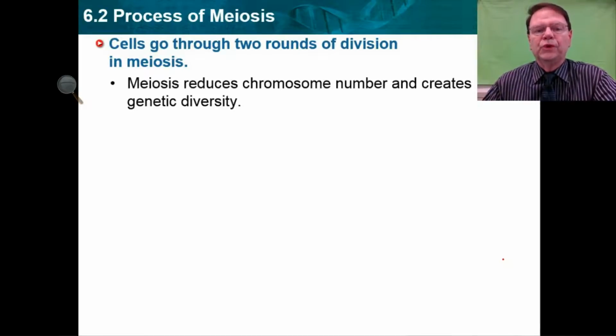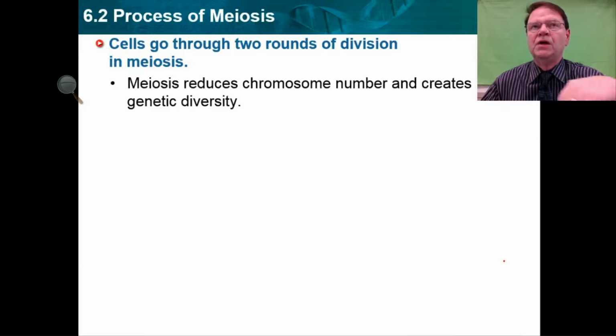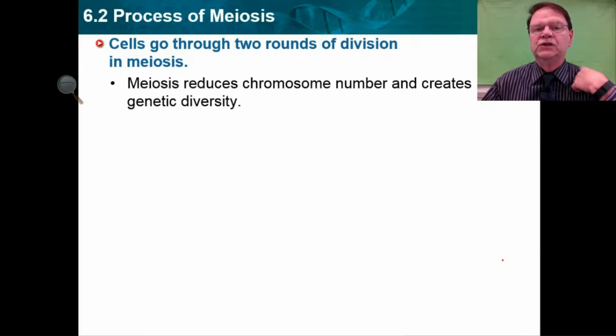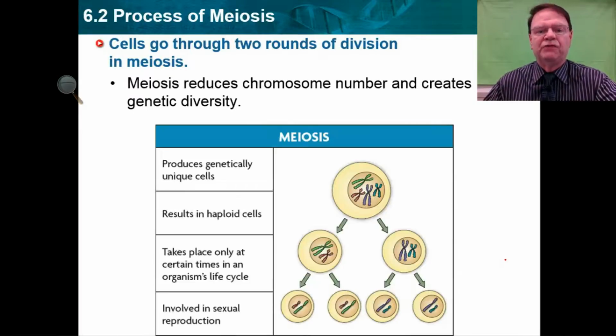Meiosis reduces chromosome number and creates genetic diversity. Keep in mind that when we are studying mitosis, we started out with 46 chromosomes, didn't we? When we got into the synthesis phase of interphase, that number 46 jumped up to 92. We're going to see a similar process here. So we're going to be reducing the number of chromosomes to create the genetic diversity that we see in each of our families.